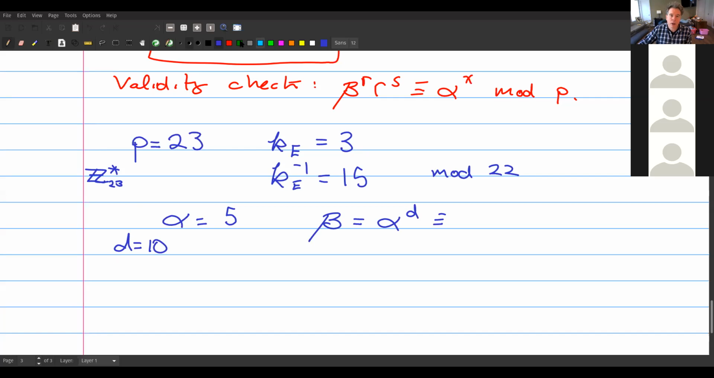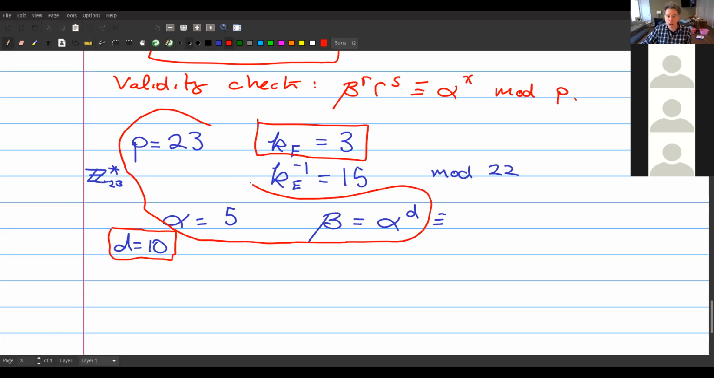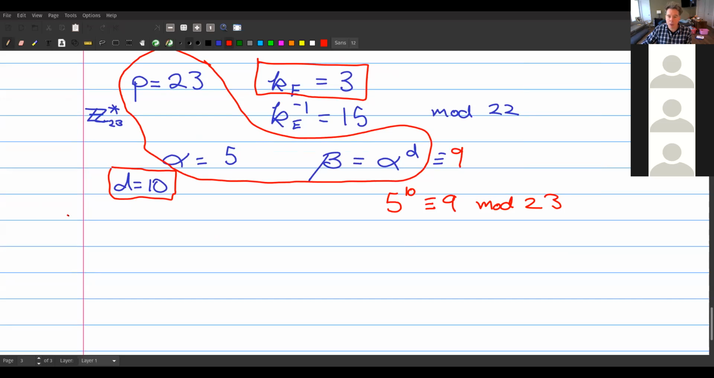I was supposed to pick this at random anyway, so I picked it at random and it just turns out to be equal to 10. I was supposed to pick the ephemeral key at random and I did, and it turned out to be equal to 3, and then I compute its inverse. P and alpha and beta are all public, and d is private. And it turns out that beta is equal to 9, because 5 to the 10th power is congruent to 9 mod 23. All right, so that was just the parameter generation.